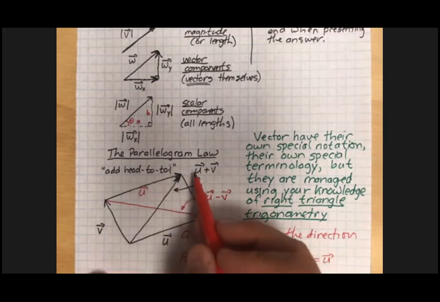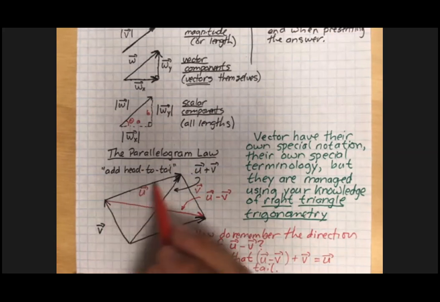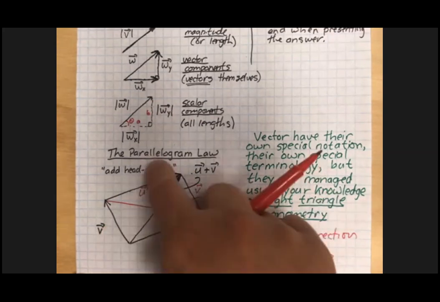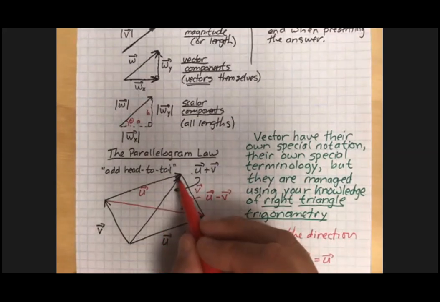So people call this the parallelogram law. If you write any 2 vectors on a piece of paper and then copy them over again to make a parallelogram, 2 parallel sides, then the sum of the 2 vectors goes from their common tails to their common heads.